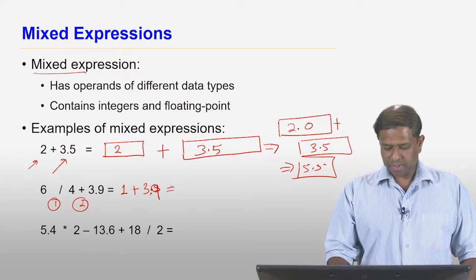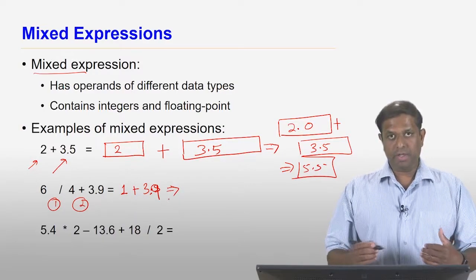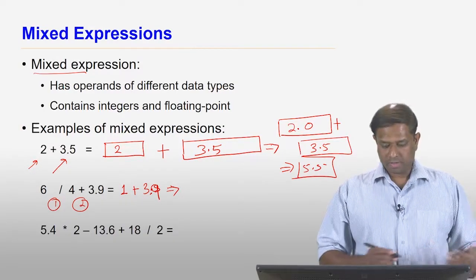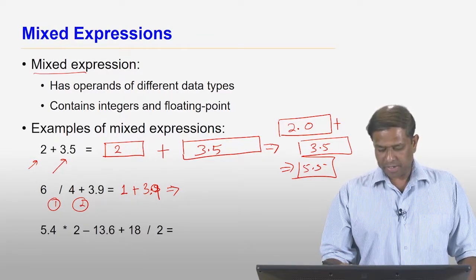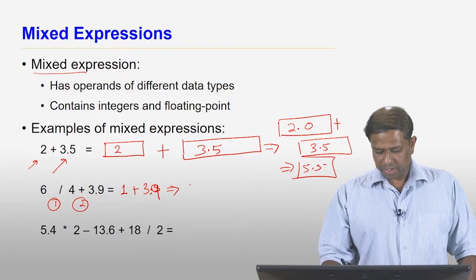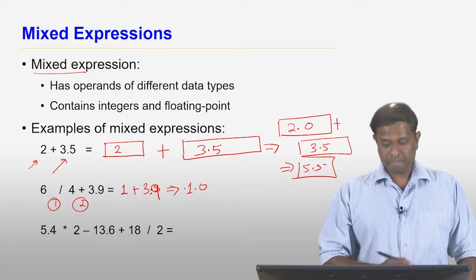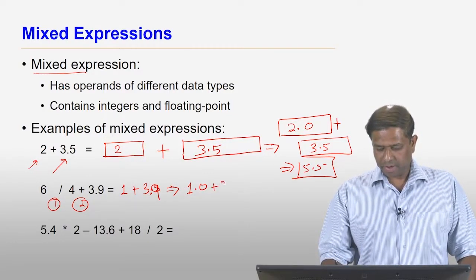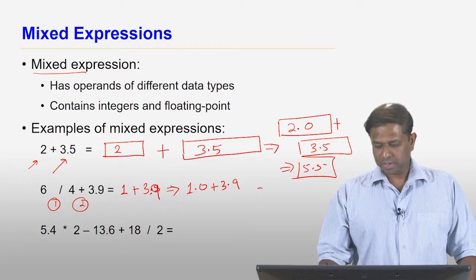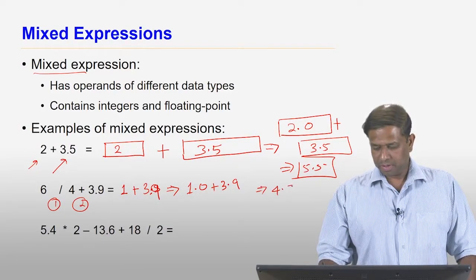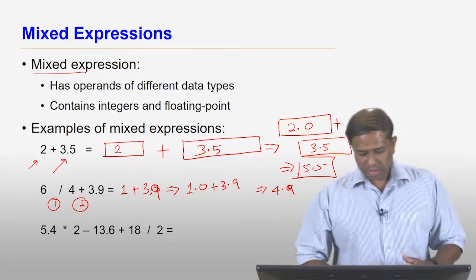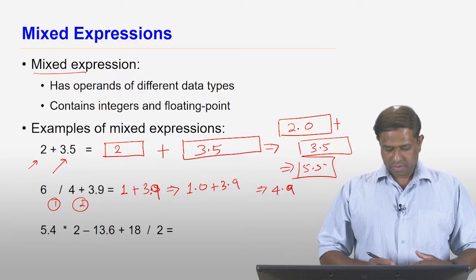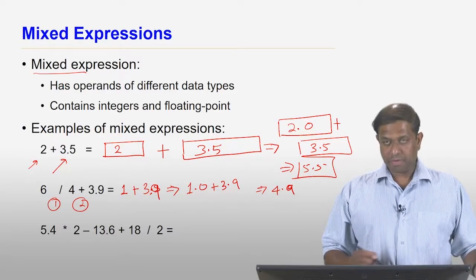So now we have an integer and a double value. According to the previous example, we really cannot add these two together because they are two different types. So we need to convert the integer into a double and then perform this addition, right. So then 1 will be converted into 1.0, and then we are going to add that with 3.9. So then it is going to be 4.9, right.